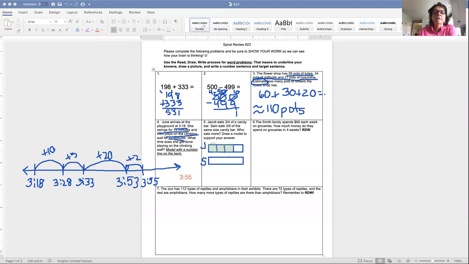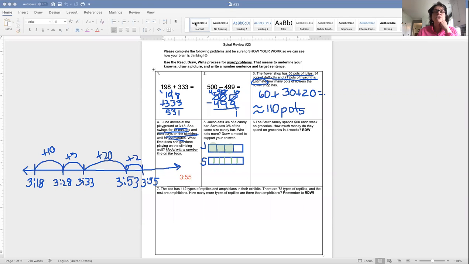Okay. Now Sam eats 3/6 of his. So I need to divide that number line into 6 equal parts. Well, the easiest way to make 6 is to start with thirds. Whoop. Forgot to change my color. And then I'm going to divide my thirds in half. So that will give me 6 equal parts.